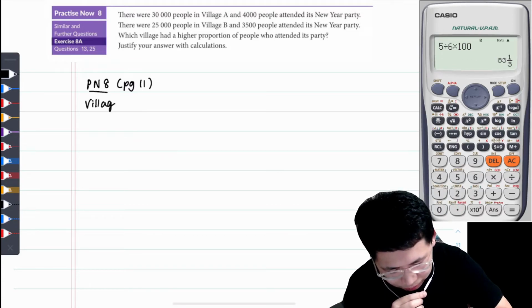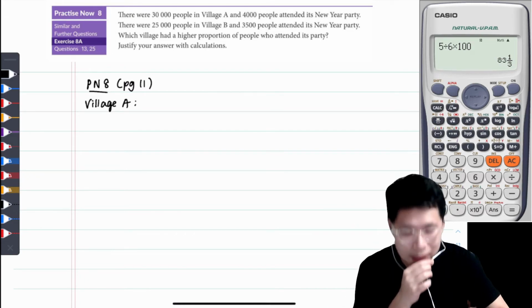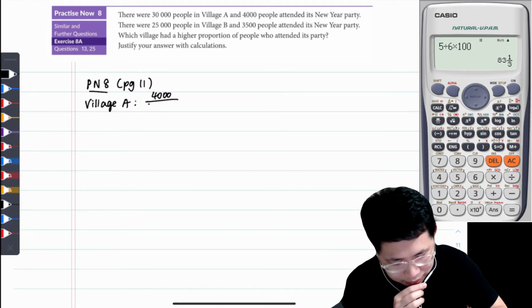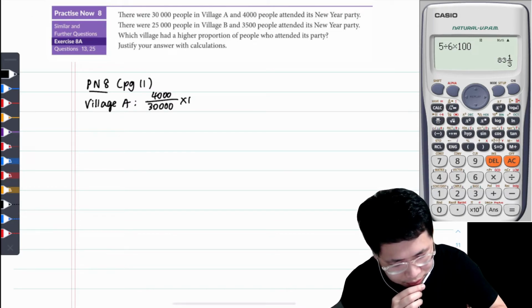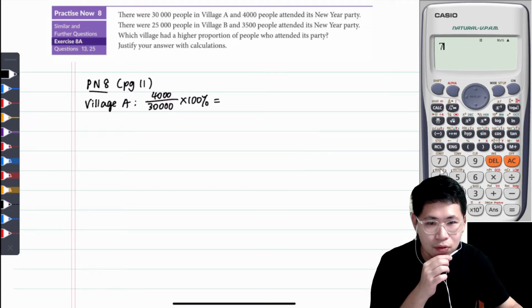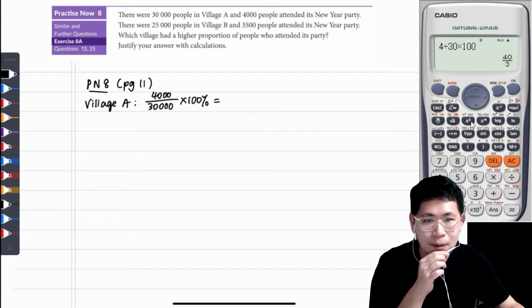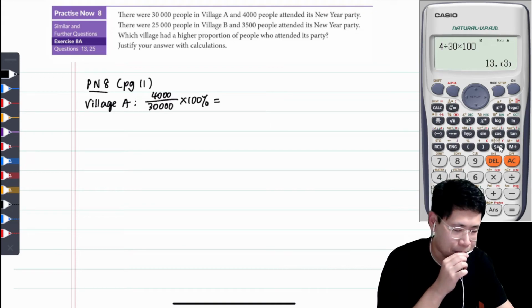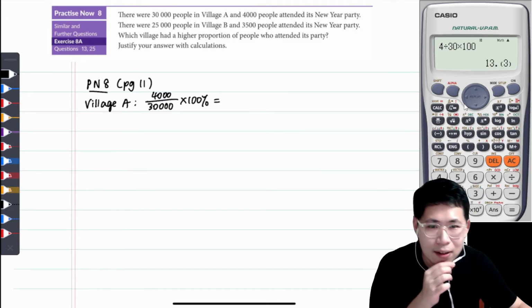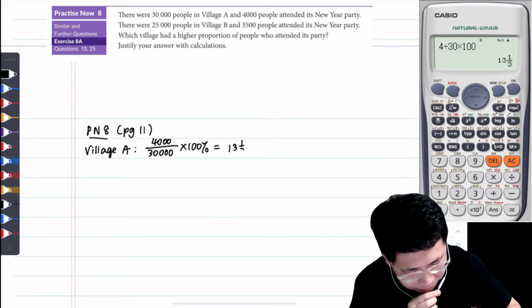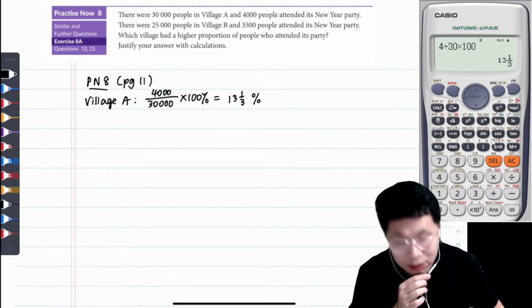For village A, the proportion is our 4,000 guests, and the total number of people is 30,000. Let's look at the percentage. So this will come up to 4 over 30 times 100. I can still preserve this as a fraction, mixed number. So 13 and 1/3% of village A.